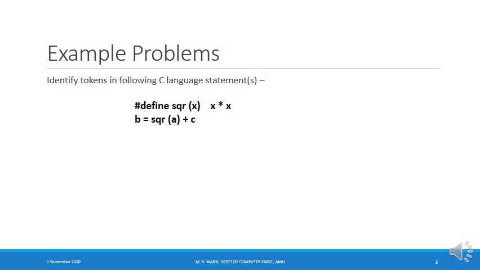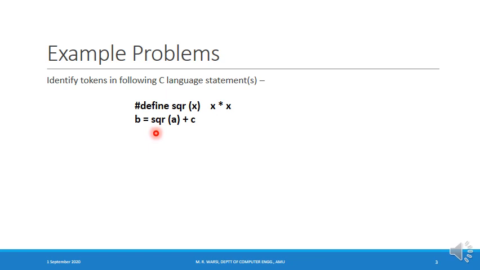Let us now discuss a few examples. We'll take a programming statement and identify tokens in it. First, the programming statements are shown over here. If you examine this, you'll find that we have a macro call. We are defining a macro, and this is where we are giving a call to the macro. And you know that macros are processed by the preprocessor. So before the program is passed to the compiler, all the macros are substituted or expanded.